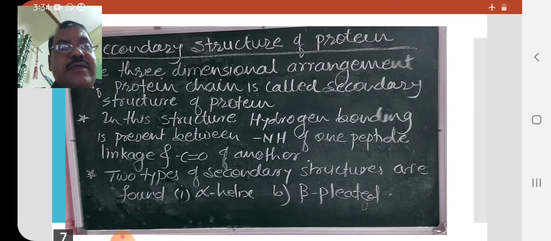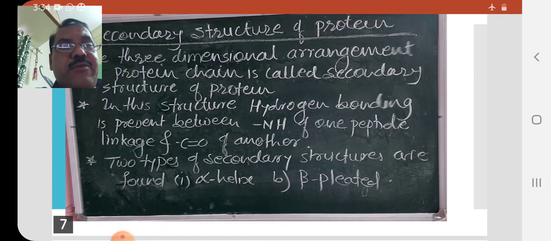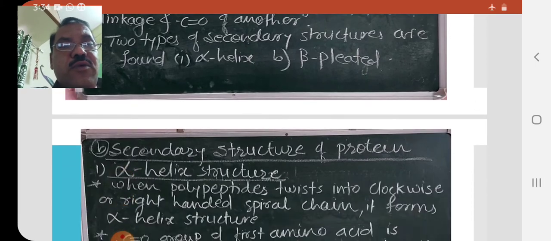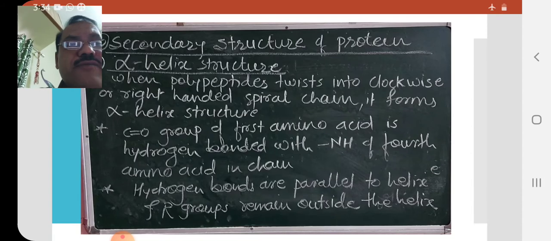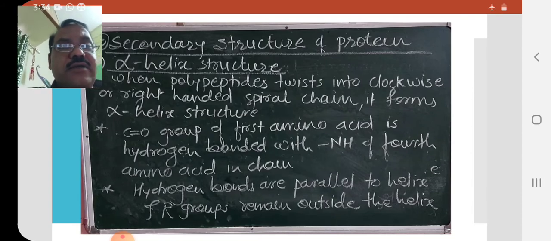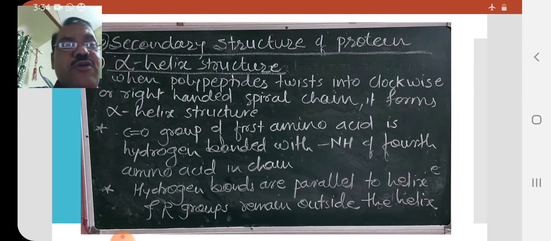So, this is a fibrous type of protein containing hydrogen bonding. Now, let us first study what is alpha helix structure. When a polypeptide twists into a clockwise or right-handed spiral chain, it forms alpha helix structure. The CO group of the first amino acid is hydrogen bonded with the NH of the fourth amino acid in the chain.